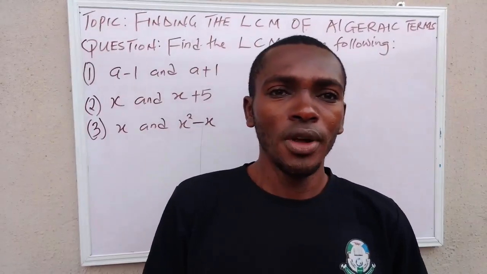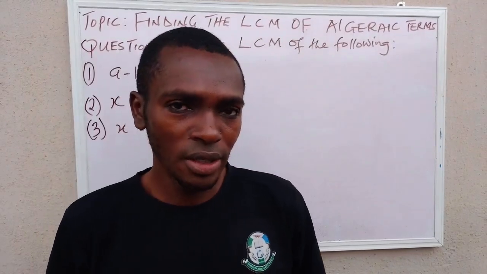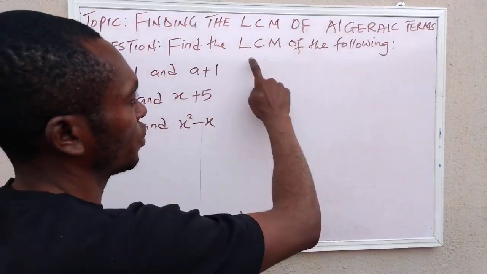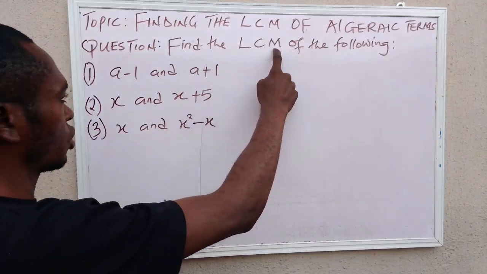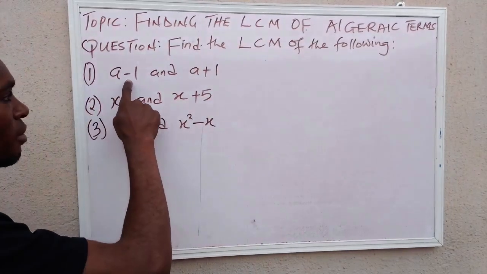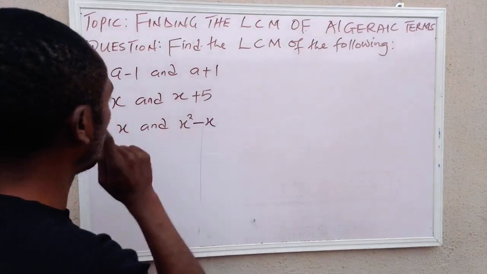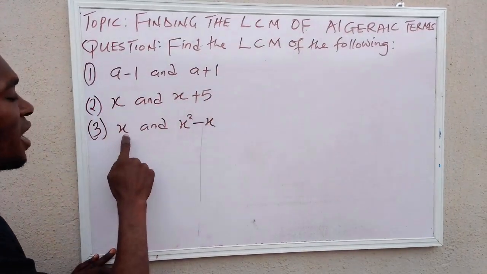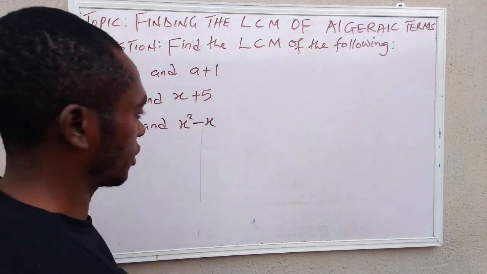I want to show you how to find the LCM of algebraic terms. We have the question on the board that says find the LCM of the following. LCM means lowest common multiple. So we have number 1, a minus 1 and a plus 1. Then number 2, x and x plus 5. Then number 3, we have x and x squared minus x.